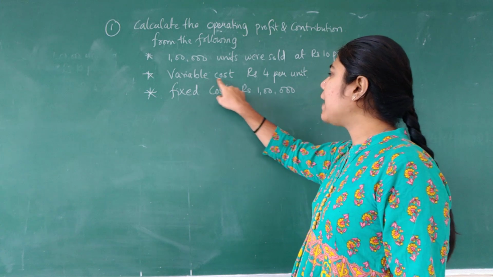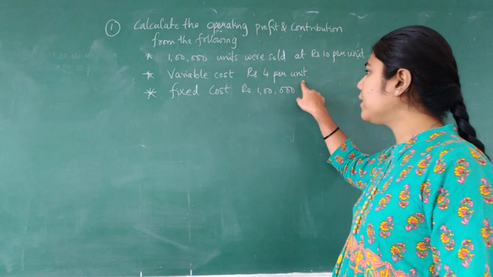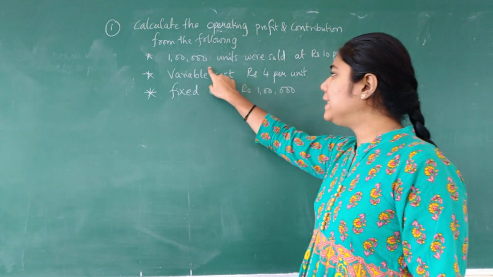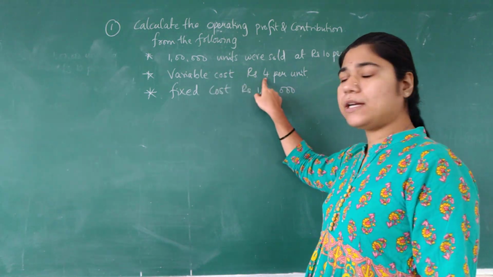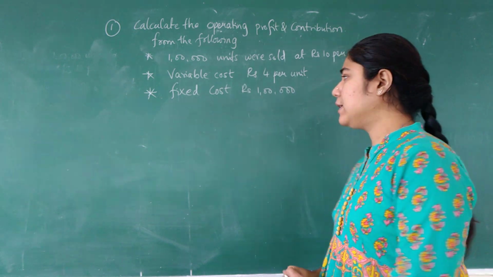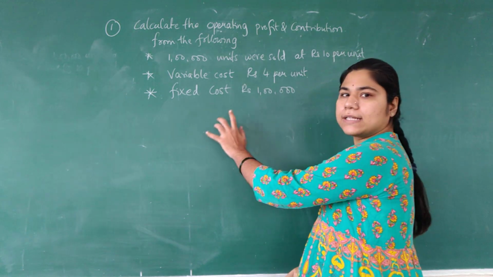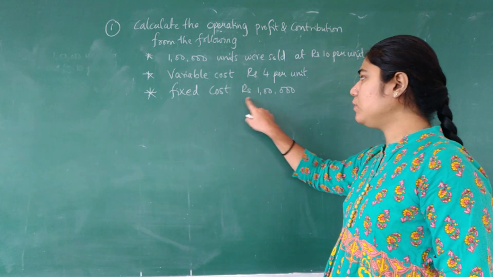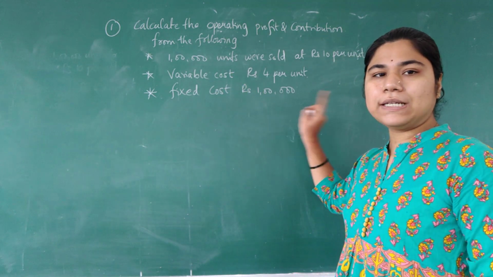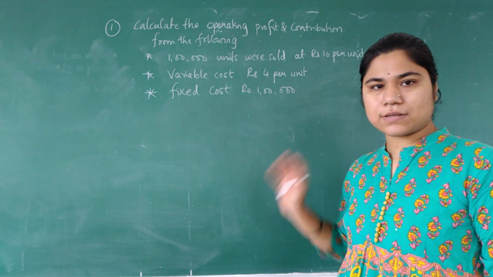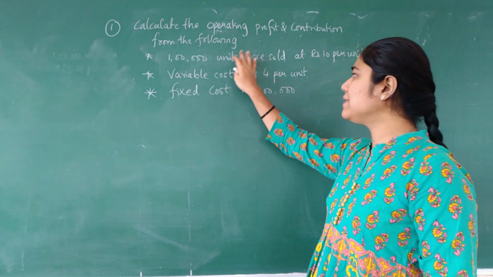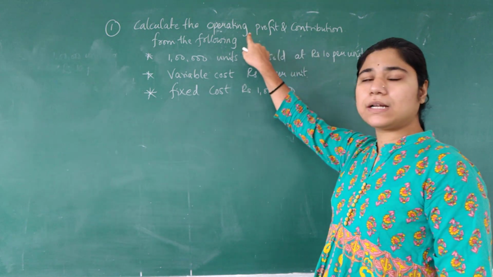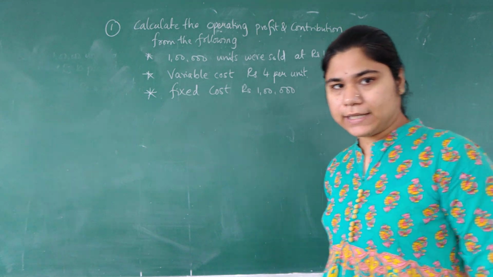Next, we have the variable cost of rupees 4 per unit. It means the cost of each unit will be multiplied and you will get the variable cost. And the last one is fixed cost. For this production, we have 1 lakh as the fixed cost. By using these three, first let us start with the contribution, and next we will calculate the operating profit.